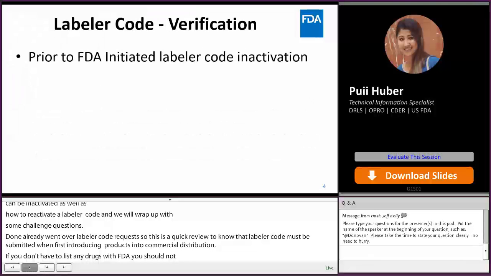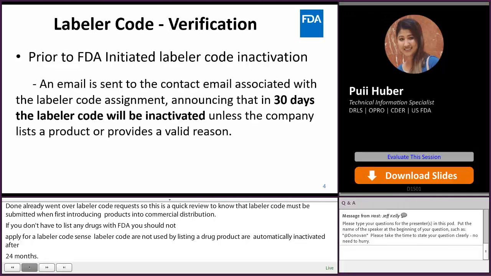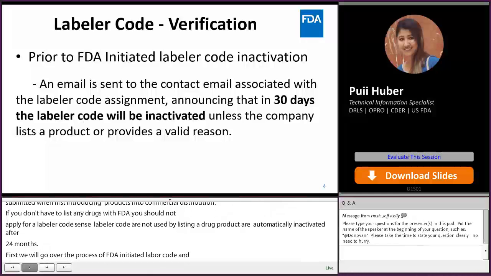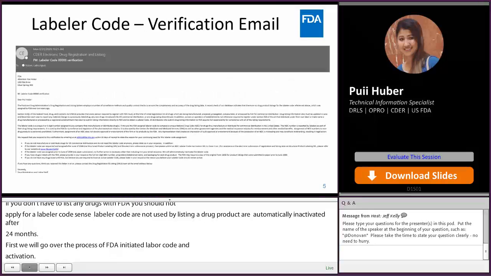First, we will go over the process of FDA-initiated labeler code inactivation. Before a labeler code is inactivated, an email is sent to the point of contact associated with the labeler code assignment to let the firm know that in 30 days, the labeler code will be inactivated unless the company lists a product or provides a valid reason. This is a sample of what the verification email looks like.